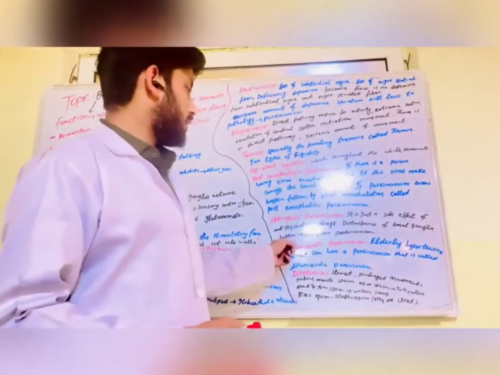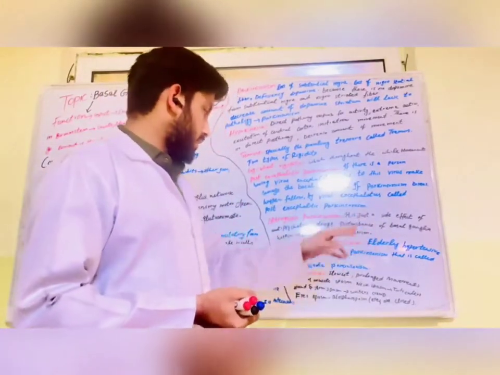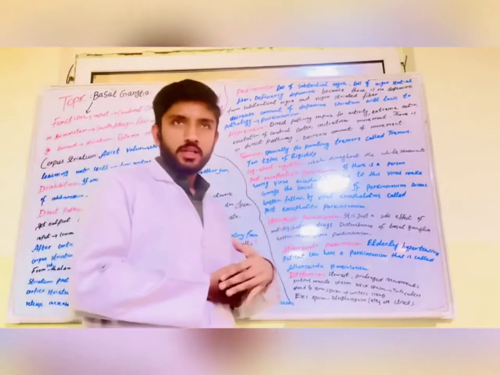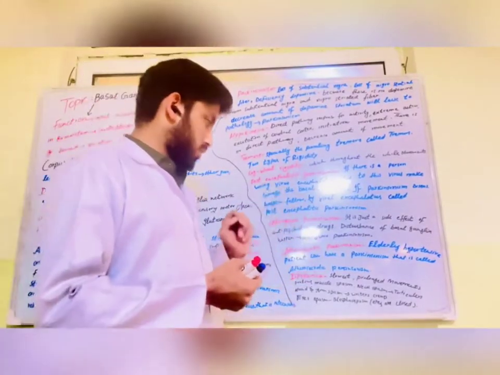Then we have atherosclerotic Parkinsonism. An elderly hypertensive patient can have Parkinsonism, which is called atherosclerotic Parkinsonism.